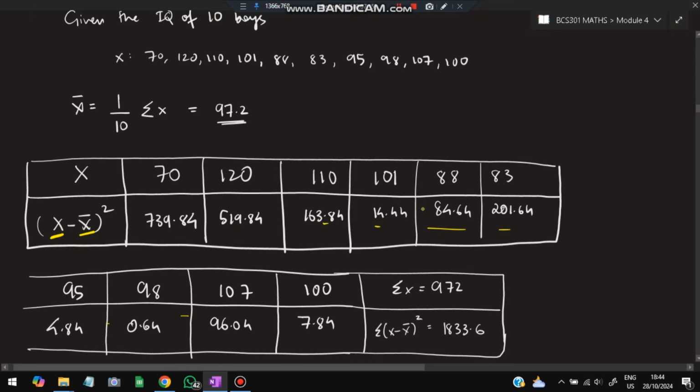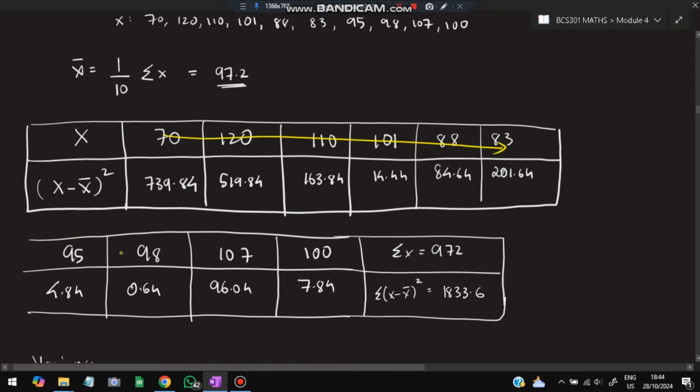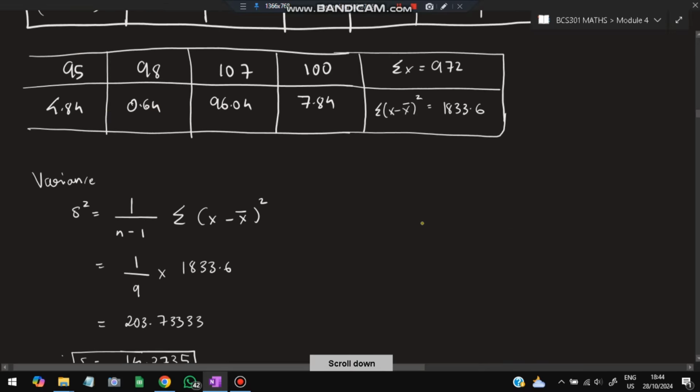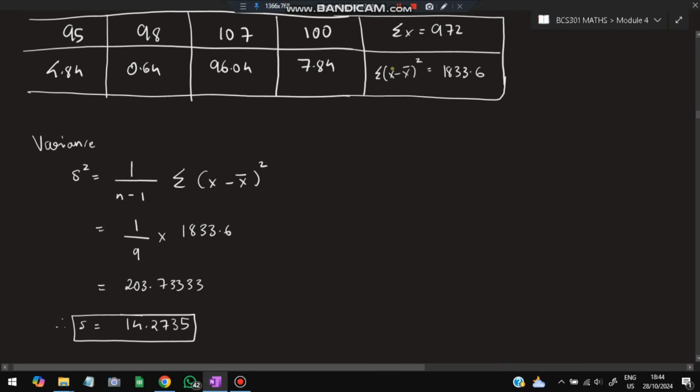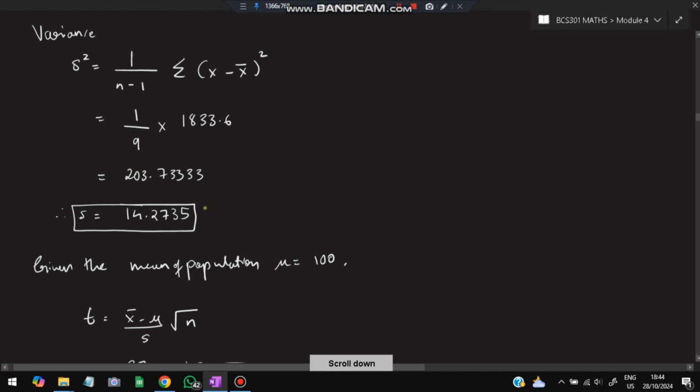Then find the sum of all of the top row values and the sum of the bottom row values, and keep them here. After calculating these two, apply this formula to the value which we got here. S square is the variance, with n minus 1, where n is 10, so 10 minus 1 is 9. Calculate the value, you will get the s square value. Take the square root of it, you will get the s value.